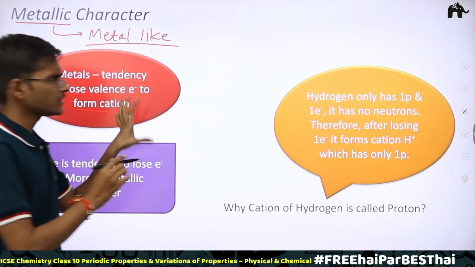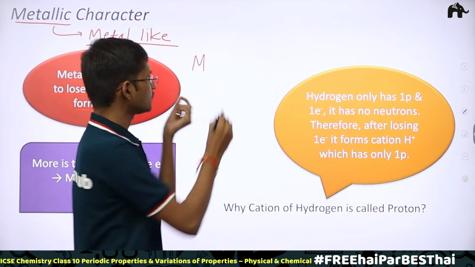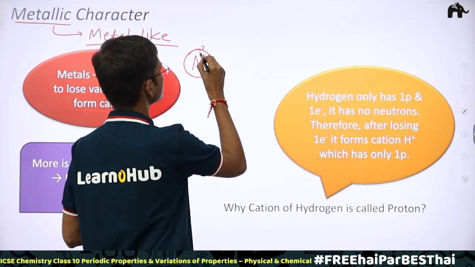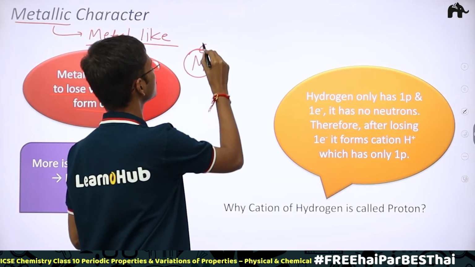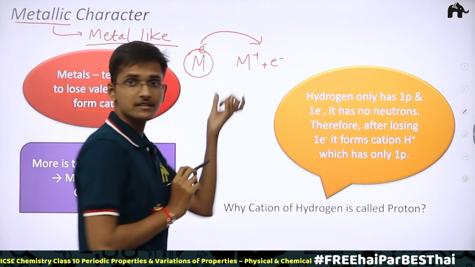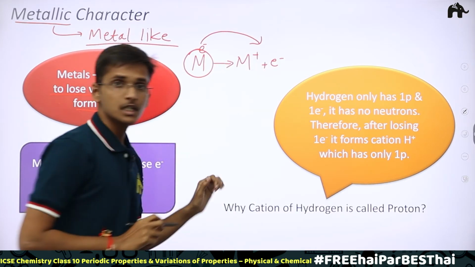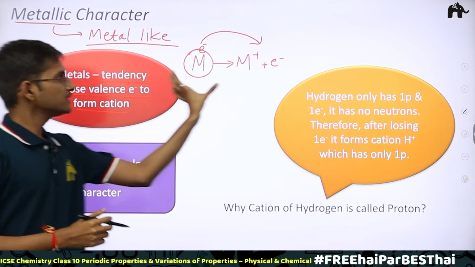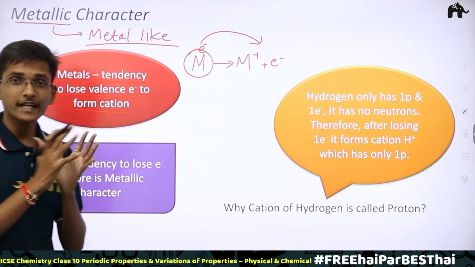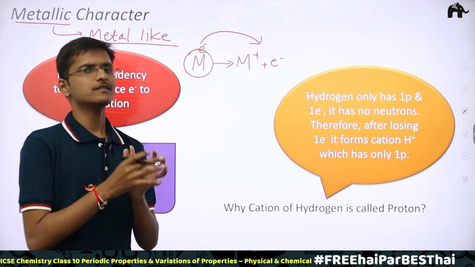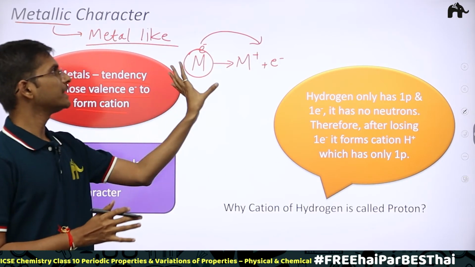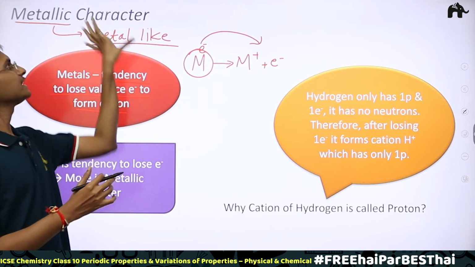How? Suppose this M is a metal, so it has a tendency to lose its valence electron. Suppose this is the outermost shell of the metal, this is the valence electron of the metal, so it would lose this electron and form a cation. We all know this process. Now see this tendency: if an element is showing this tendency, that is to lose the electron and form a cation, then we say that that element has metal-like tendency or metal-like character.